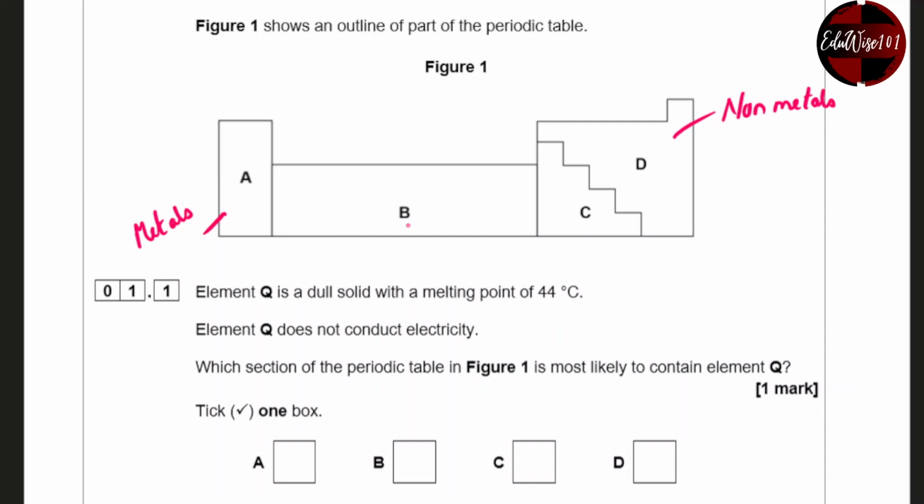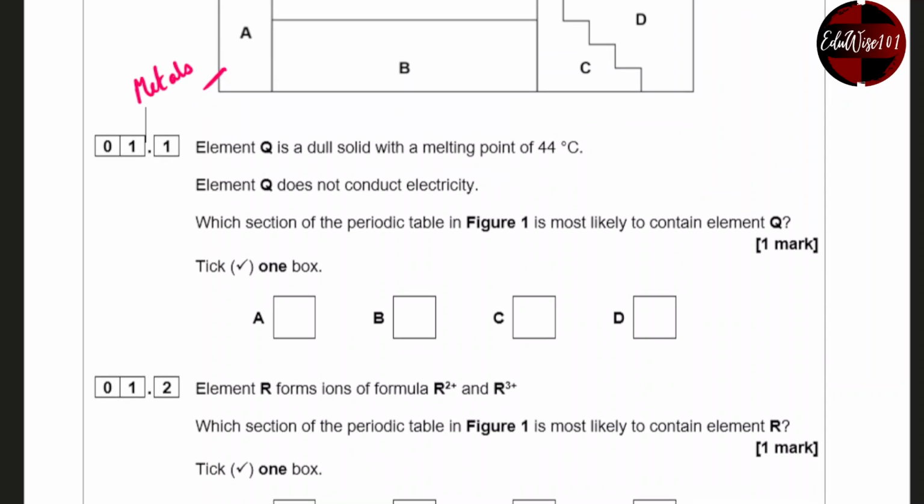So element Q is a dull solid with a metallic melting point of 44 degrees. Element Q does not conduct electricity, so it should be a non-metal. Which section of the periodic table in figure 1 is most likely to contain element Q? That would be D.